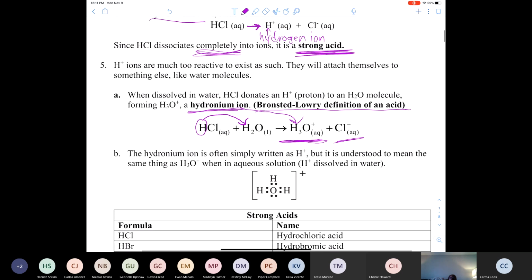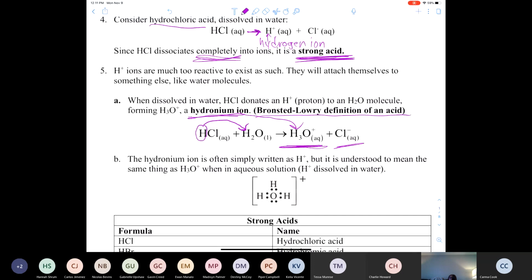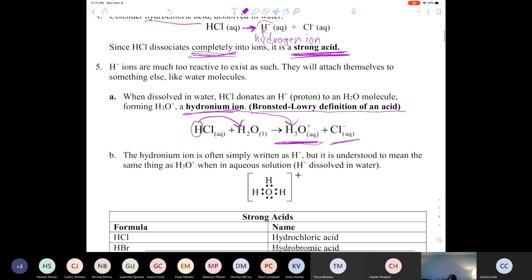The hydronium ion is sometimes simply written as H+. Therefore, these two reactions are essentially the same. So it's understood to mean the same thing as H3O+.